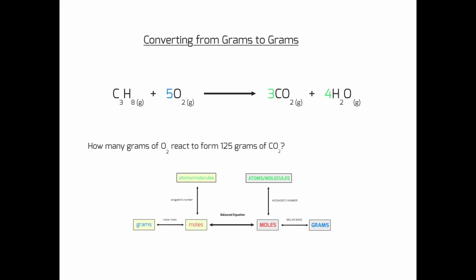So our first step is going to be convert grams of CO2 to moles of CO2, and we do that by using the molar mass of CO2. And when we use our periodic table, we calculate the molar mass of CO2 at 44.01 grams per mole, and this is rounded to 4 significant figures.